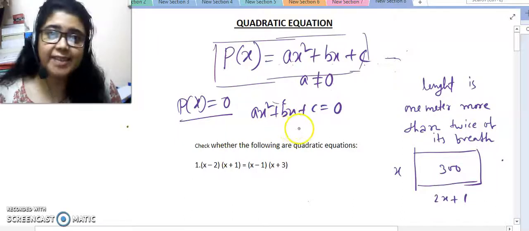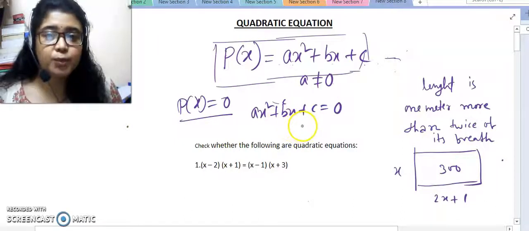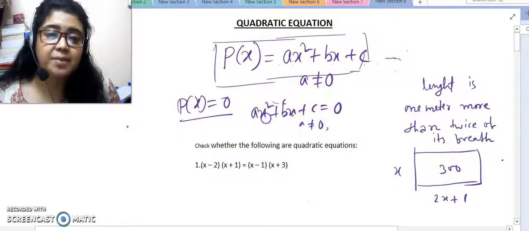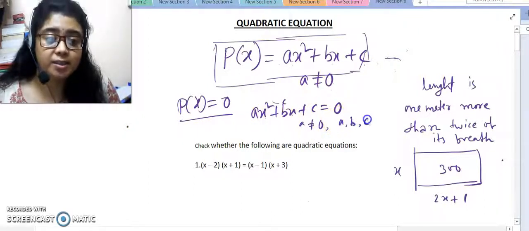Yes, it is a quadratic equation, but two basic important conditions have to be followed. What are they? Where a is not equal to 0 and a, b, c all are real numbers.